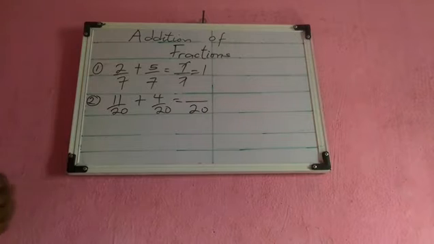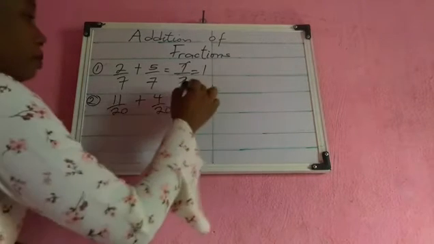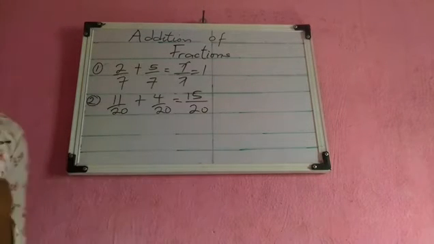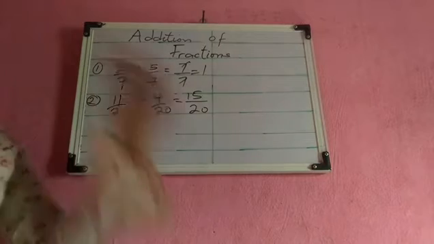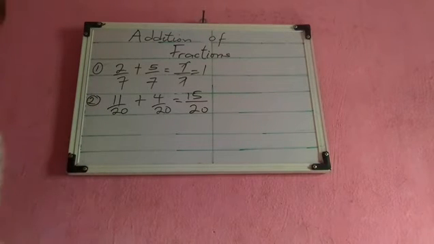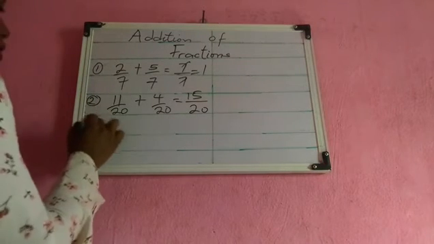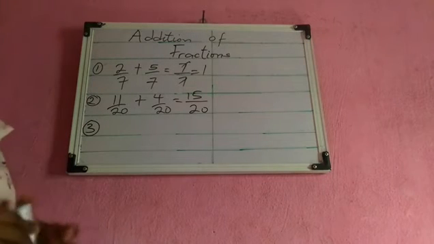Okay, so we just picked the 20 since they had the same denominator. Then we added 11 plus 4 together. 11 plus 4 gives us 15. So our answer is 15 over 20. I hope you understand that. Again, the rule says whenever your denominators are the same, go ahead and add your numerators together.